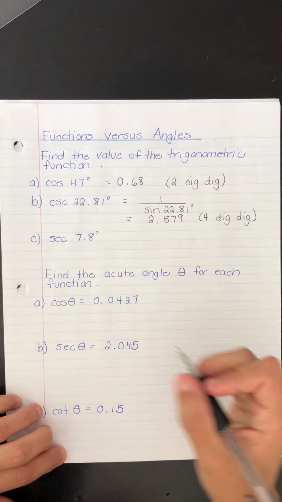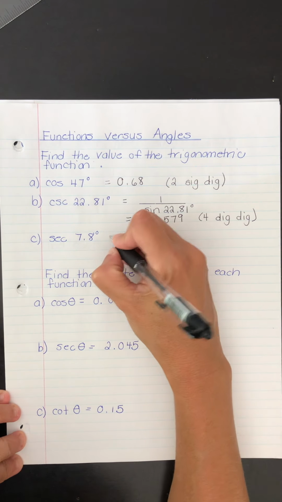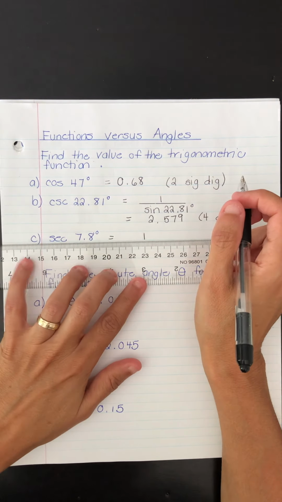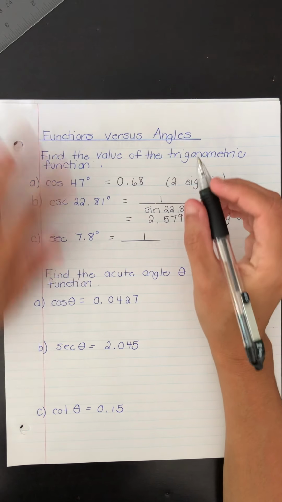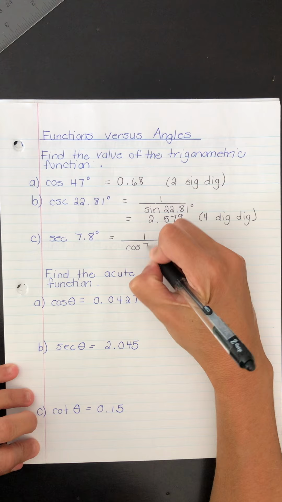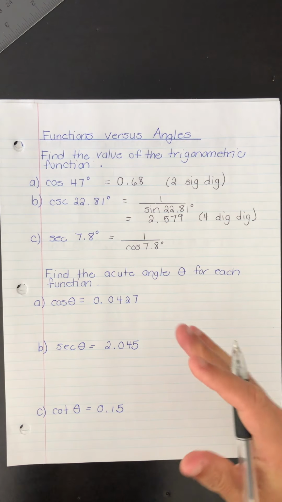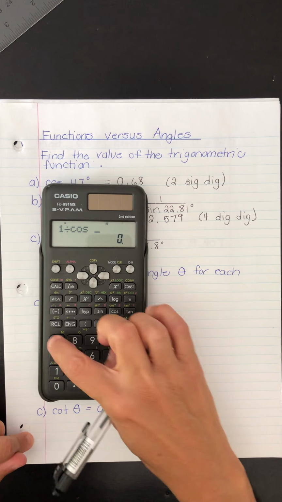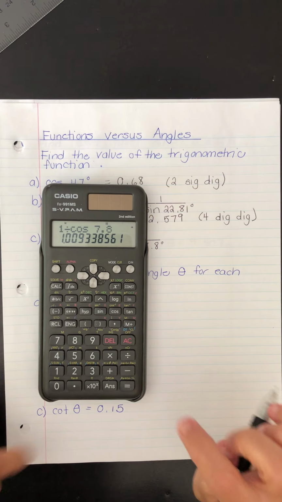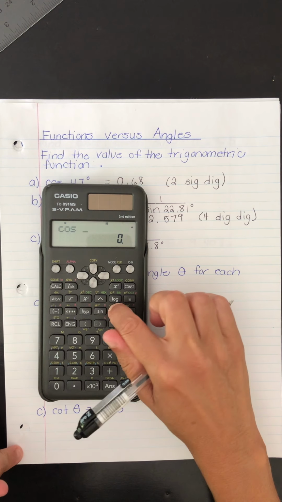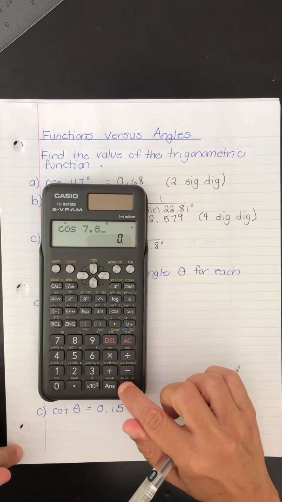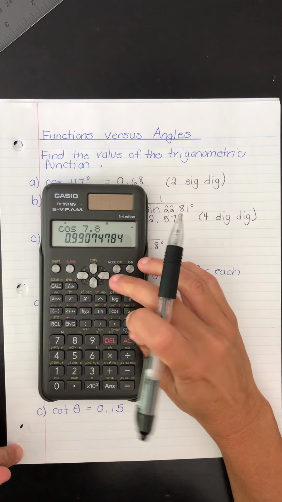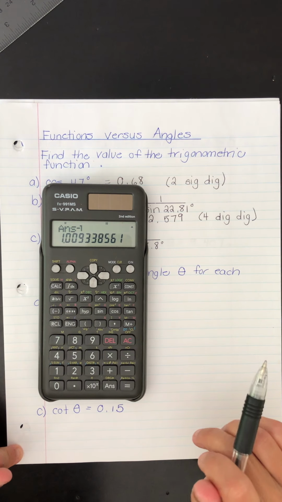Okay, and here's a similar one, secant. Secant is a reciprocal function, so to compute the secant of 7.8 degrees, we have to figure out 1 divided by the cosine of 7.8 degrees. So I can punch in 1 divided by cosine 7.8 like this, right? Or I could do cosine of 7.8 degrees, work that out, and then invert that answer with the x to the negative 1 button. And that will amount to the very same result.